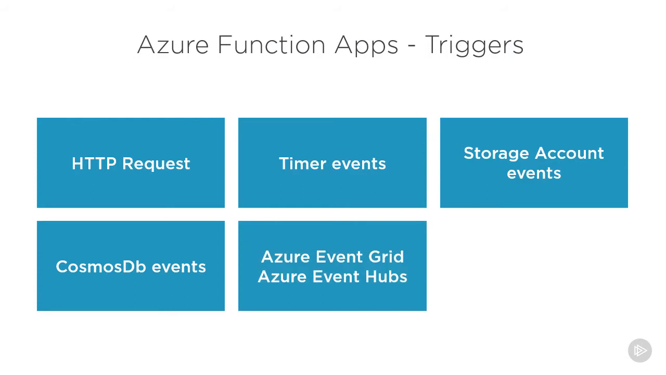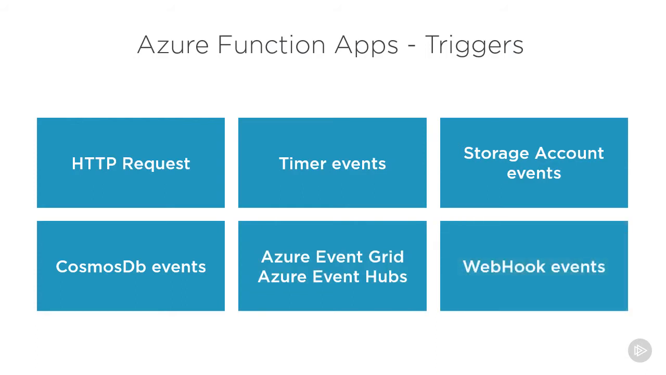You could also have your function respond to a webhook, like an update in GitHub. Azure Functions let you stitch together a simple workflow, like picking up a file deposited in Azure Blob Storage, parsing it, and adding the data to a SQL database.